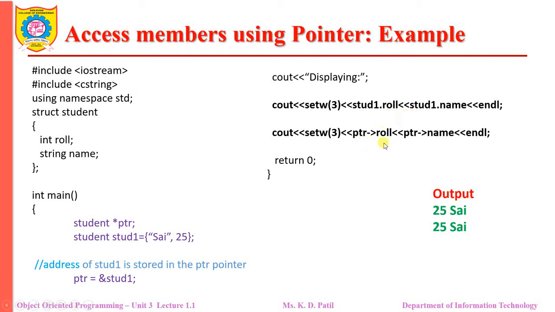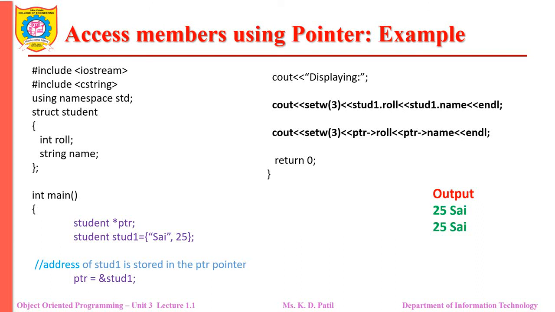Now if I want to access the members using the pointer ptr, then I will write ptr arrow roll to access the roll number of a student, and ptr arrow name to access the name of the student. So using the pointer variable, which is of structure type, I can also access the members of the student. Now if you see, the output will be the same in both cases. If you use a structure variable to access the members, it will give the same output as if you access the members using the pointer variable.